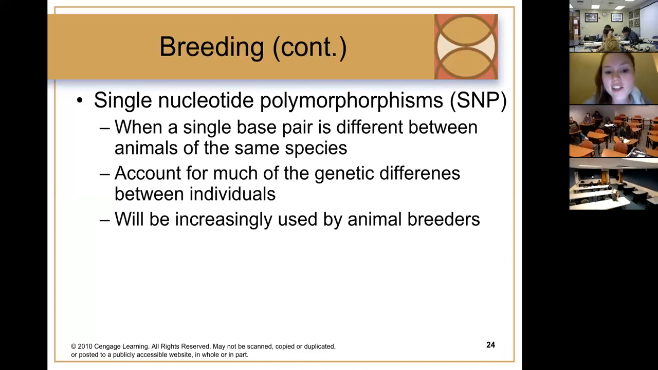That is actually what accounts for most of the genetic differences between individuals. Just because you're in the same species, obviously, look at humans, you're going to look different and have many different traits, and that can be due to these single nucleotide polymorphisms, where you have differences in your base pairs. So this will be increasingly used by animal breeders because they're going to be selecting for certain traits. It's a really useful tool for breeding.